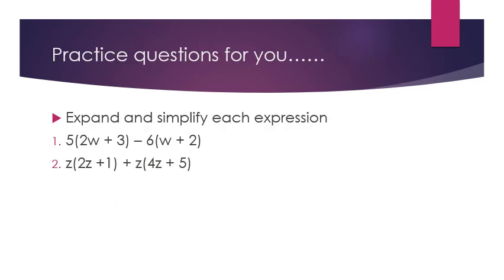Here in front of you, some practice questions are given. Please solve them and write them in your notebooks. Expand and simplify each expression. First one is 5 multiplied by 2w plus 3, minus 6 multiplied by w plus 2. Second one, z multiplied by 2z plus 1, plus z multiplied by 4z plus 5. In both these expressions, you are going to multiply and open the brackets, and then after that you are going to collect the like terms and then solve and simplify it to get your final answer.